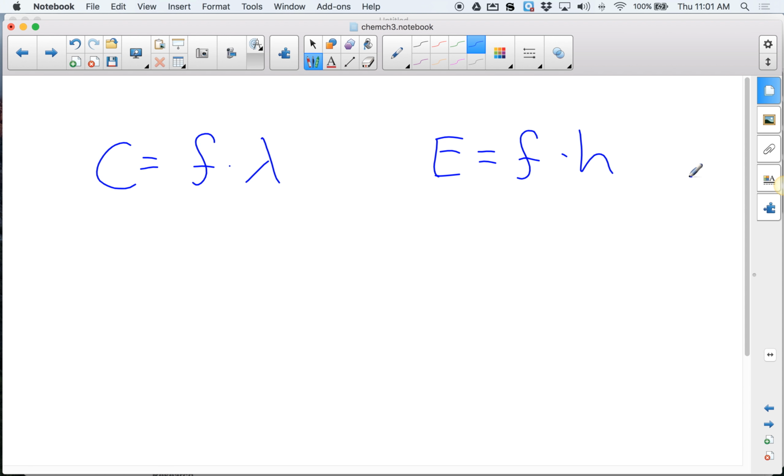We have to be able to use each of these equations when they are needed. So the first equation, remember, relates the frequency and the wavelength of a light wave, and it's all based around the speed of light. Talking about this equation right here. Remember, c is the speed of light.